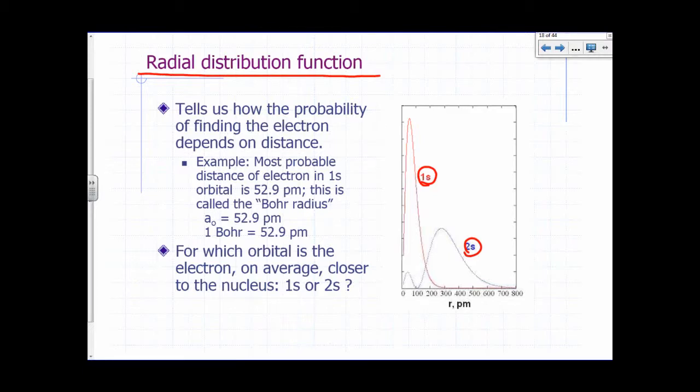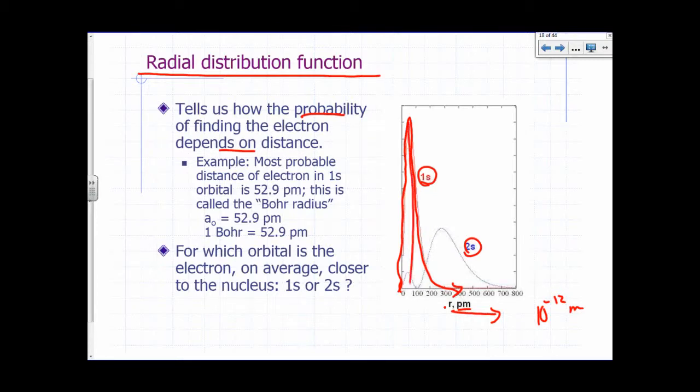As you can see, for the 1s orbital, this tells us how the probability of finding the electron depends on distance. So you can see here for an electron in the 1s, this is r, distance from the nucleus, in picometers. A picometer is 10 to the negative 12 meters. The probability increases as you move away from the nucleus, reaches a maximum value, and then goes back down to 0. So the probability of finding the electron very far away would approach 0.